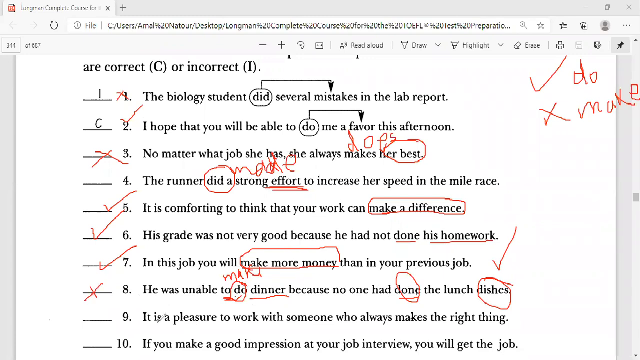Number 9, it is a pleasure to work with someone who always makes the right thing. What did I say about the right thing? The right thing, you do. Then this is wrong. I have to say always does. Does the right thing.